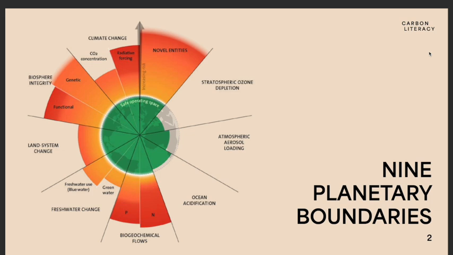So we're going to zoom in on climate change, but there is one more category that we have to look at first, and this is our novel entities category over here. Does anybody want to take a guess at what a novel entity might mean? It's the only category that we haven't looked at so far.